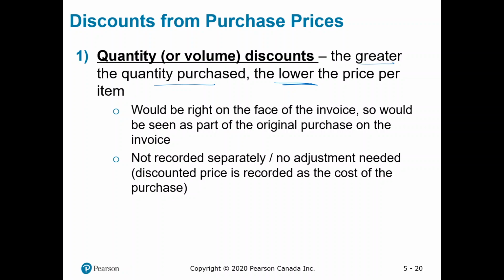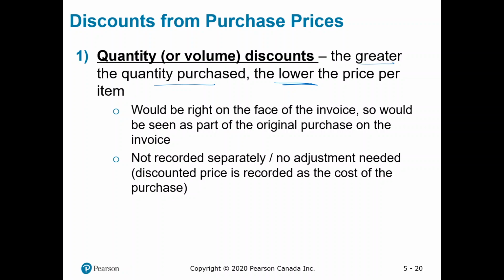But a company who buys a bunch of inventory from a wholesaler, they could get these quantity discounts at different levels. So if they buy 100 of something, maybe they pay one price. If they buy 200, they pay another price that's lower. 300, they get an even lower per item price. So these are those quantity discounts. The more you buy, the lower the price per item.